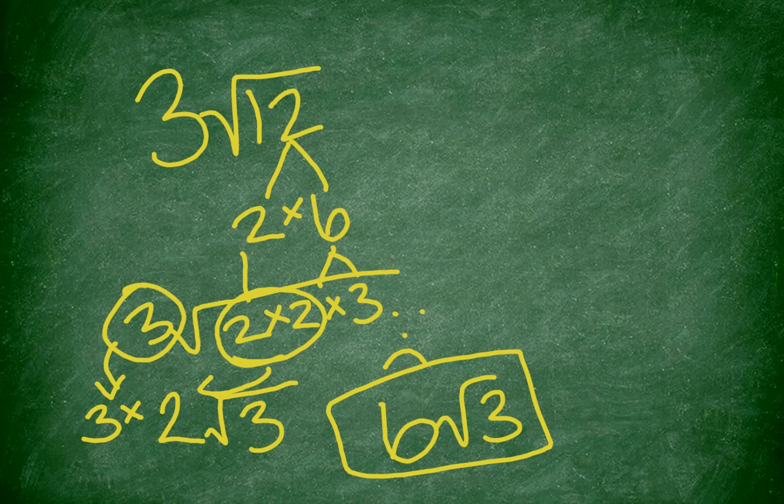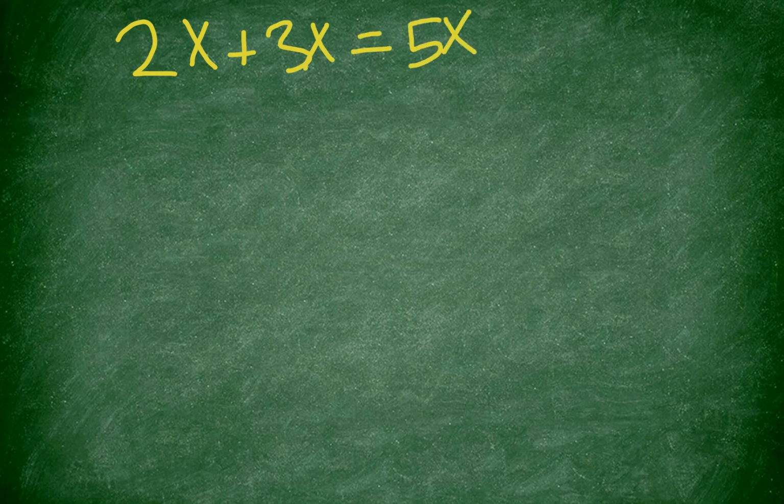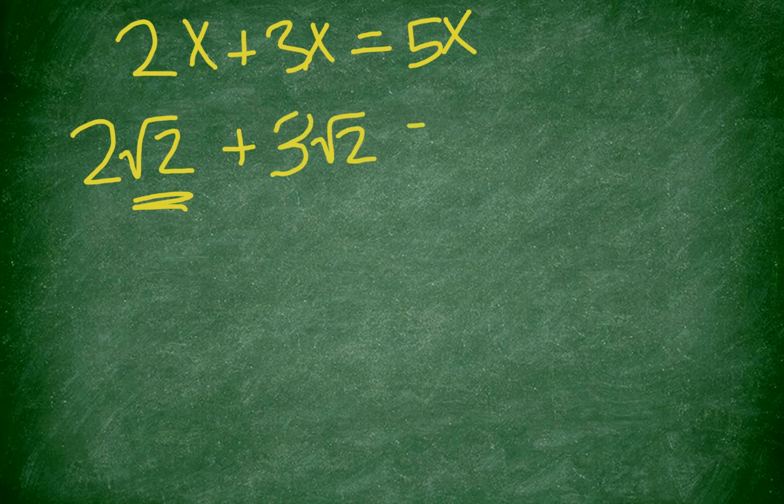Okay, so the next thing we're going to do is talking about adding radicals. When I'm adding radicals, it's the same principle as adding variables. So for instance, 2x plus 3x equals 5x. And the same thing is true when it comes to radicals. For you to be able to combine radicals, this radical right here has to be the same. So 2 square root 2 plus 3 square root 2 is going to equal 5 square root 2.